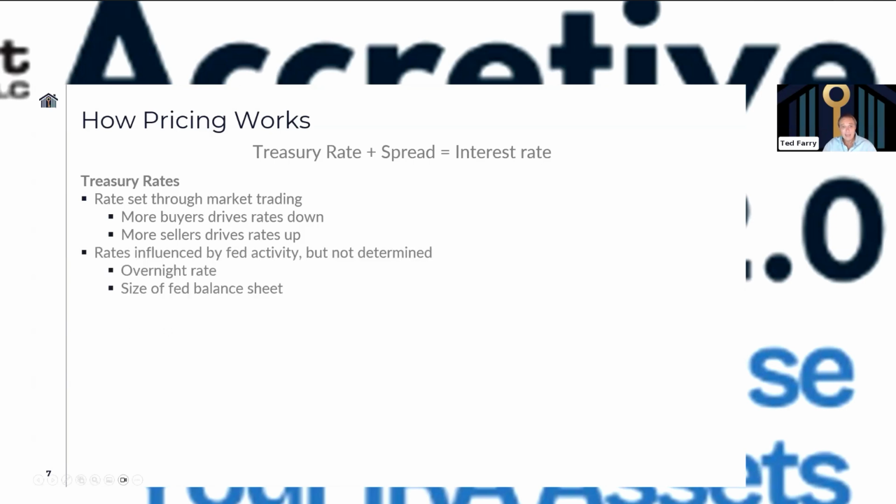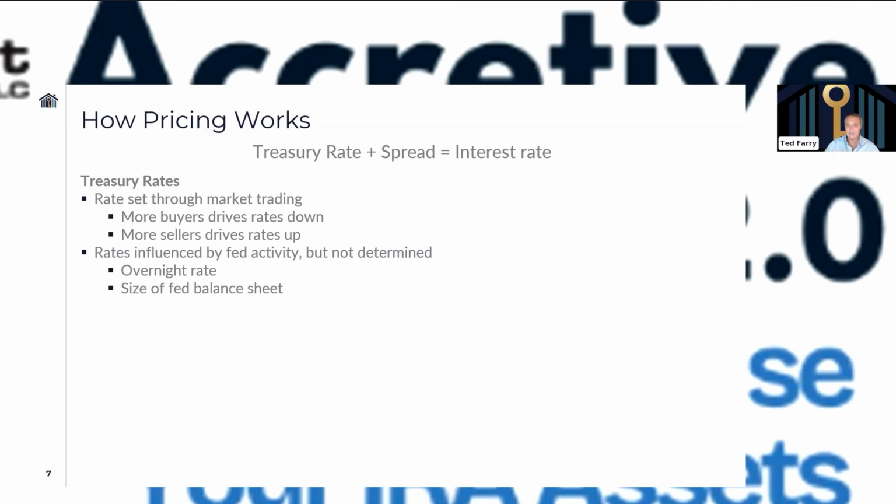Rates are influenced by activities of the Fed, but not determined. People most often hear about changes in the overnight rate. So, recently, Karin and I were just talking about how the Fed decided not to lower rates in their most recent meeting. The rate that they're talking about lowering or changing at all is the overnight rate. And that's what the Fed can directly affect.